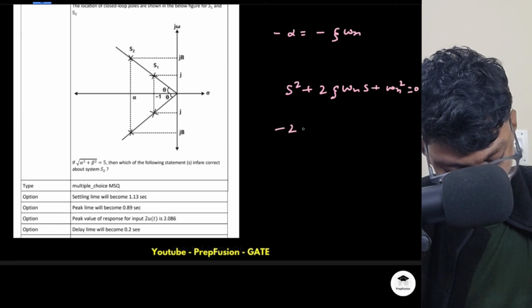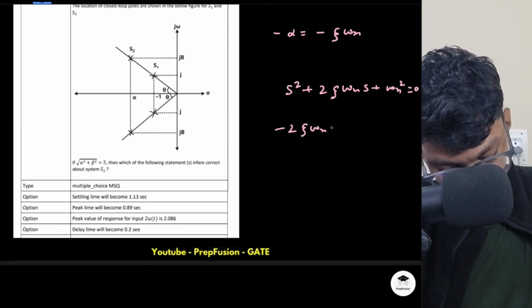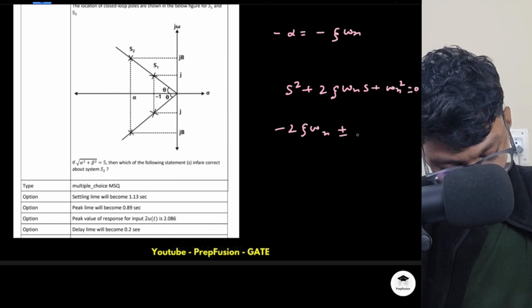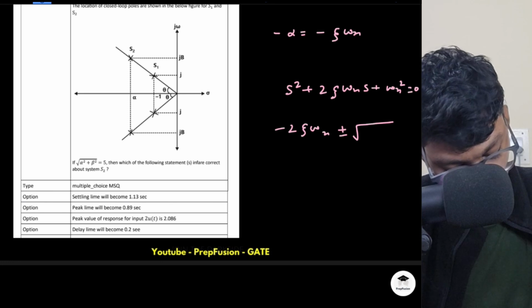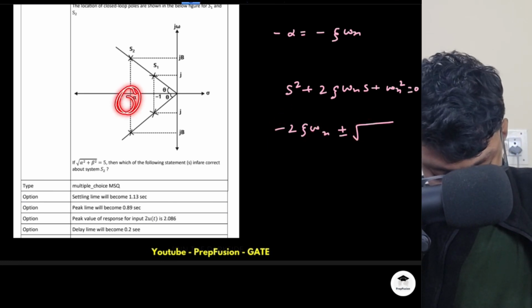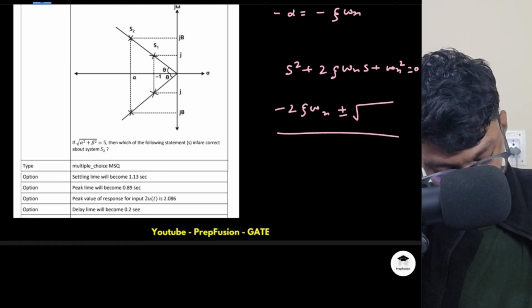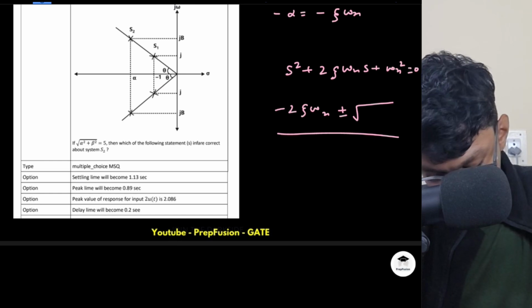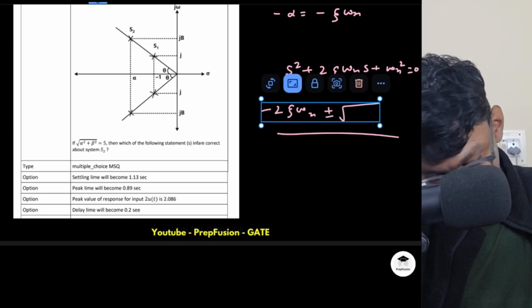I can apply the Sridhar-Acharya formula. The formula is minus 2 zeta omega n plus minus the square root of b square minus 4ac. I don't care about this part because it will come out to be something imaginary. I'm only discussing the real part, but I will care about the imaginary part as well because beta is also there.